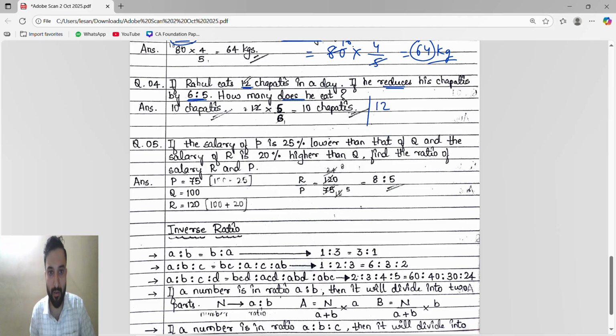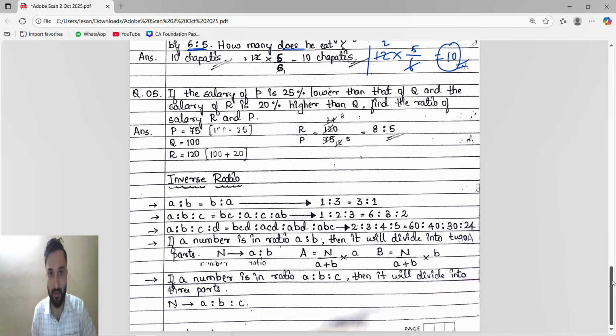So whatever the quantity is given, 12, we will write into the inverse ratio. The ratio is 6:5. Inverse means 5:6. So 6 into 2 is 12, 5 into 2 is 10. So you can see here, before the chapatis were 12, it reduced and reached 10. Means it is reduced. So that is correct.